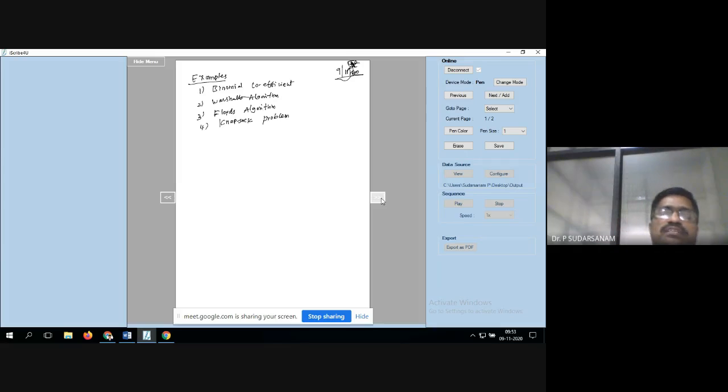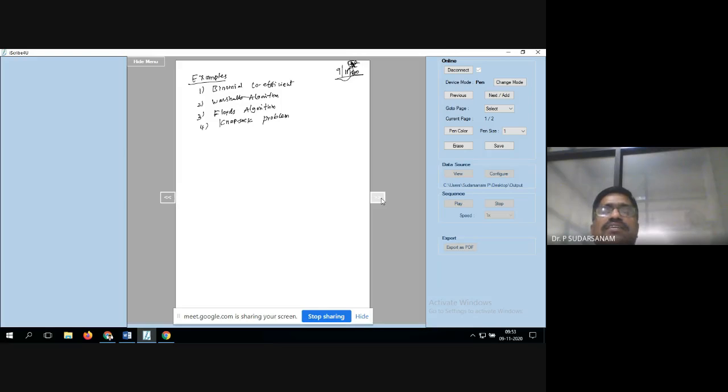Binomial coefficient, Warshall's algorithm, Floyd's algorithm, and the Knapsack problem. So all four are there in your laboratory set. In this one, I hope there are two problems, A and B, so totally three problems are there. Let us see how it will work.